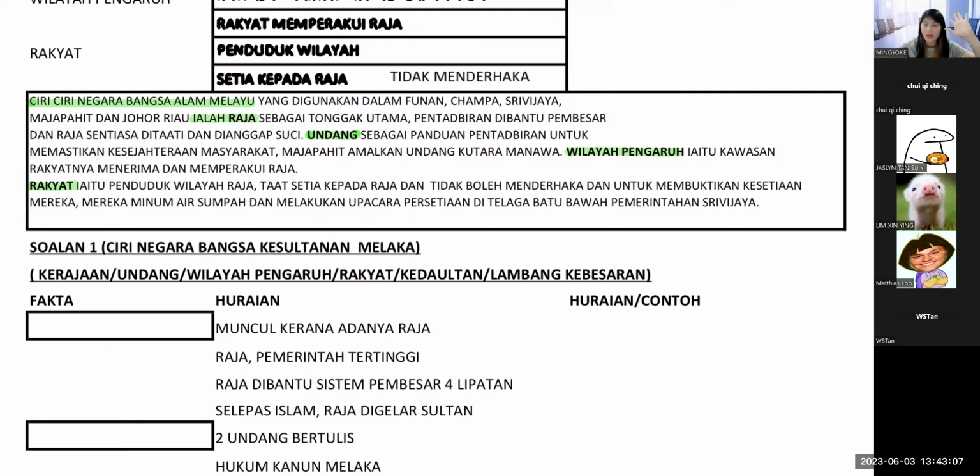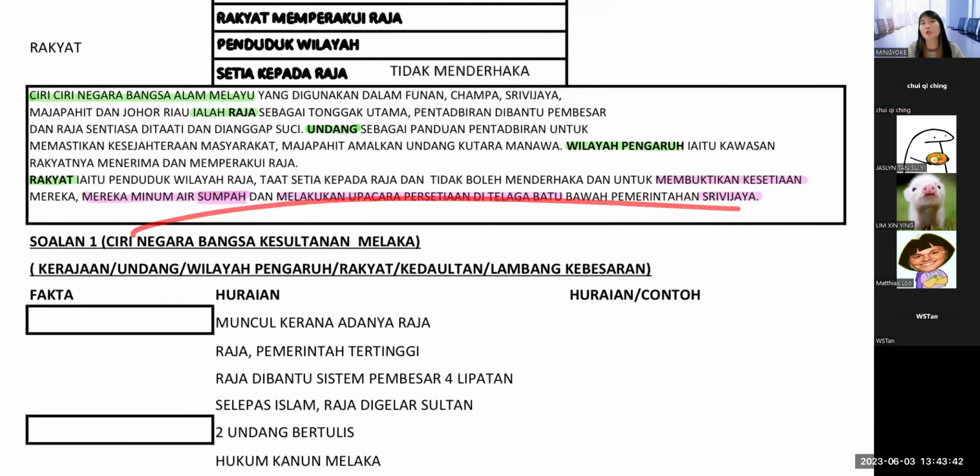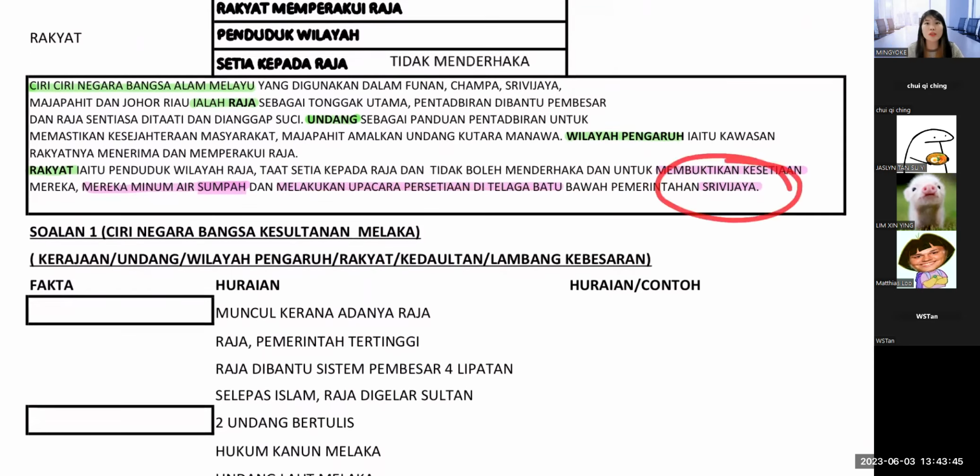And then what happened is they will prove that they will not betray the king there by doing what? By meminum air sumpah and melakukan upacara persetiaan di Telaga Batu di Sriwijaya to membuktikan what? Their kesetiaan. They will drink the cursed water. This one you must remember. Maybe it will be a special structured question like this, or objective. A very common one, Sriwijaya, the cursed water.